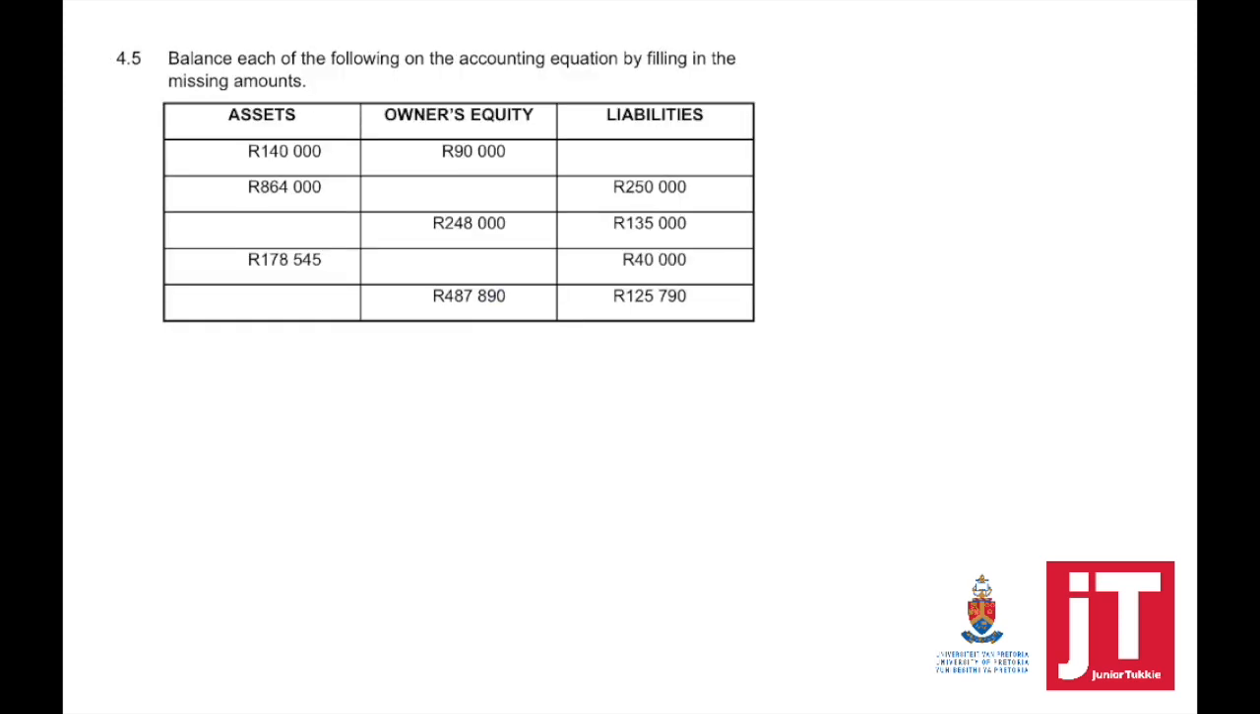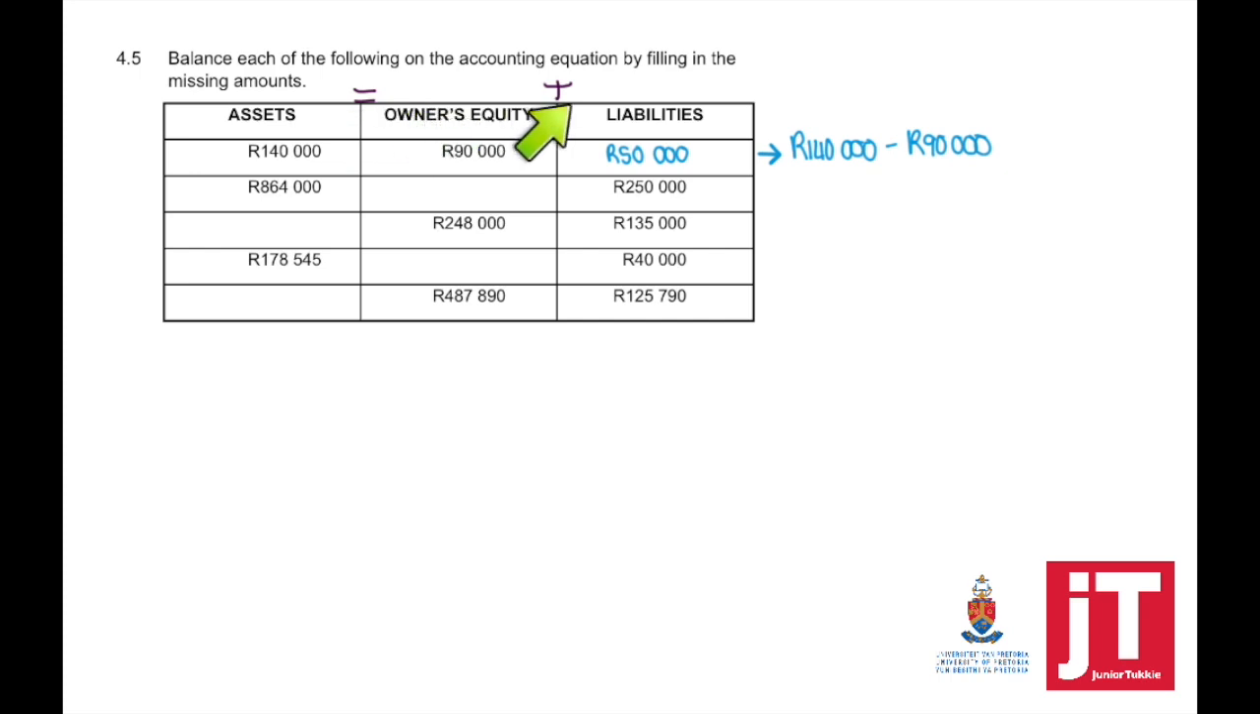Question 4.5. Balance each of the following on the accounting equation by filling in the missing amounts. So this accounting equation, we're looking at assets equals owner's equity plus liabilities. So if we look at the first one, to find out our liabilities, we have to take our assets minus our owner's equity, and that equals our liabilities. Now, if you look at this, 140,000 equals 90,000 plus 50,000. Looking at the second one, we've got our assets and we've got our liabilities.